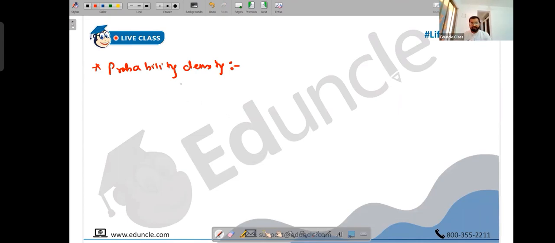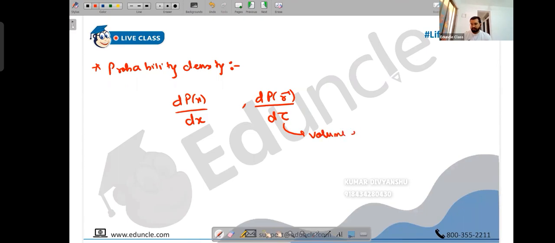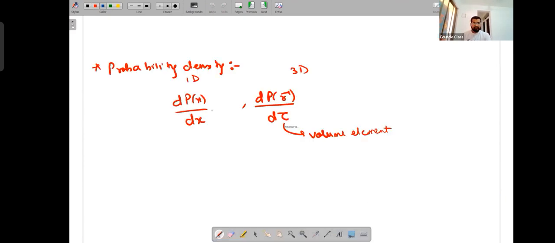So for example, we can define a probability density as probability per unit length. This could be called a probability density, dP(x) by dx. If it's a 3D world, then you can also say it is dP(r), let's say it's a function of r, basically r is a vector xi cap, yj cap, z, theta, upon d tau. This is the volume element. So in 3D you can write it this way. In 1D you can write it this way. So that's also fine.